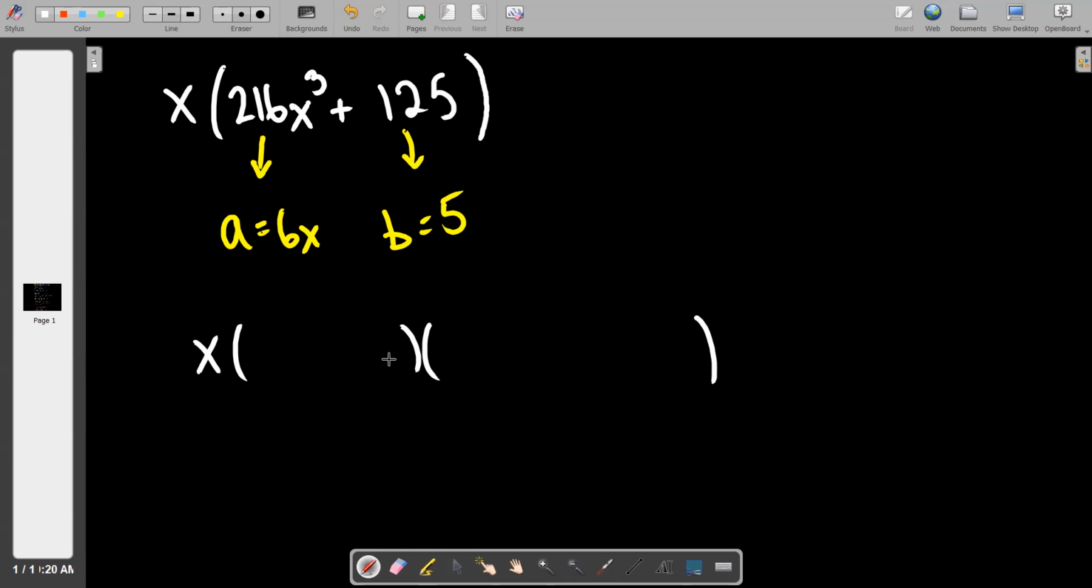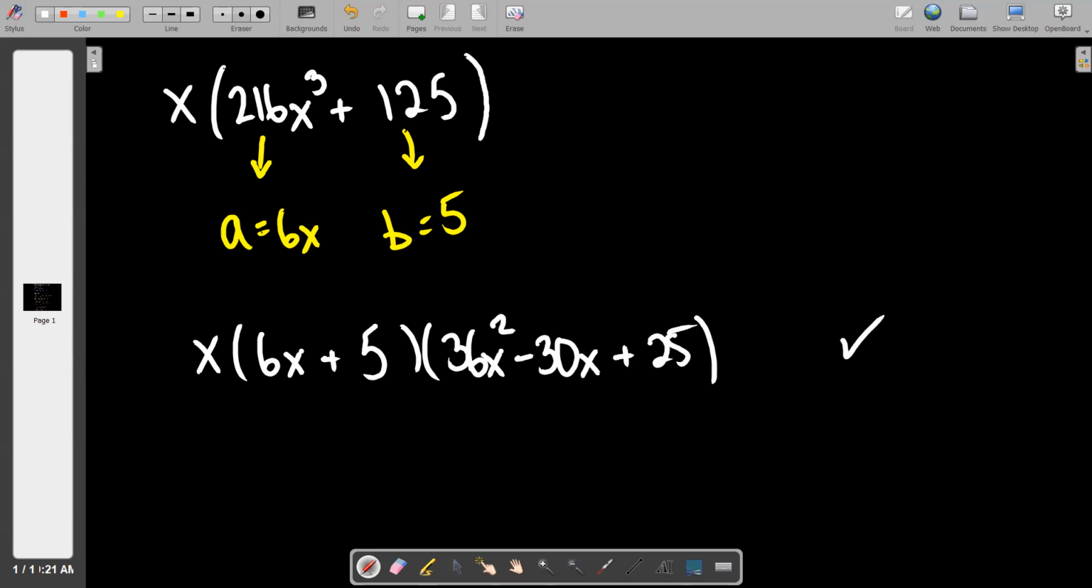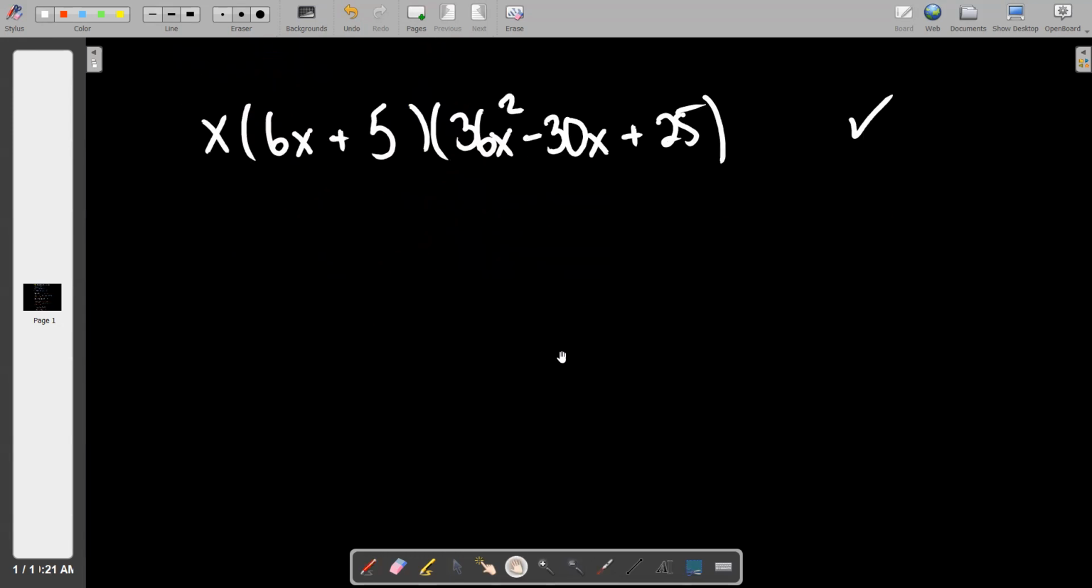So what's going to go in my short set? Definitely a plus b, 6x plus 5. What's going to go in my long set? Yep. After 36? Minus. Good for you guys. You've got to get that minus in there. Plus 25, and that is done. Still good? Okay. 3 down, 3 to go.